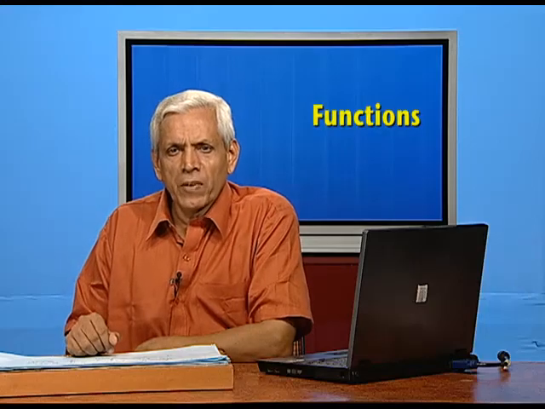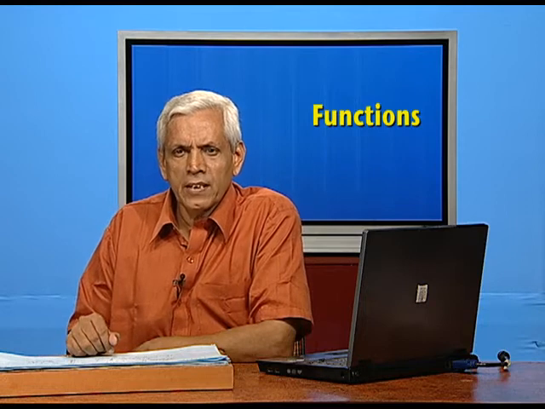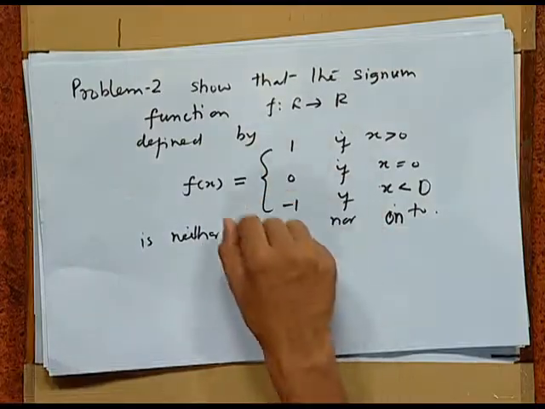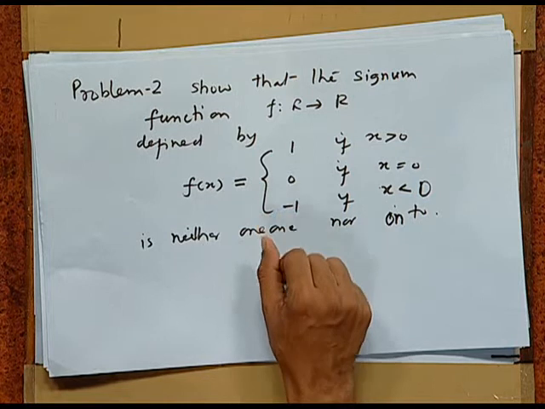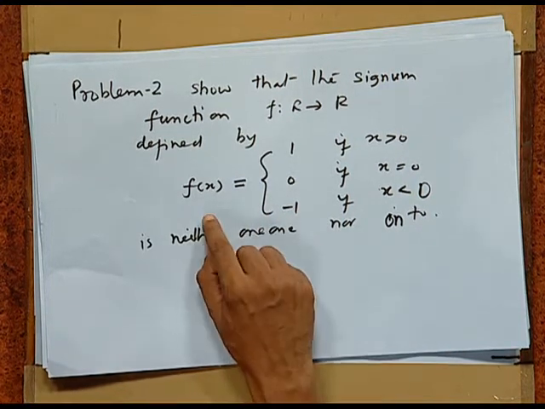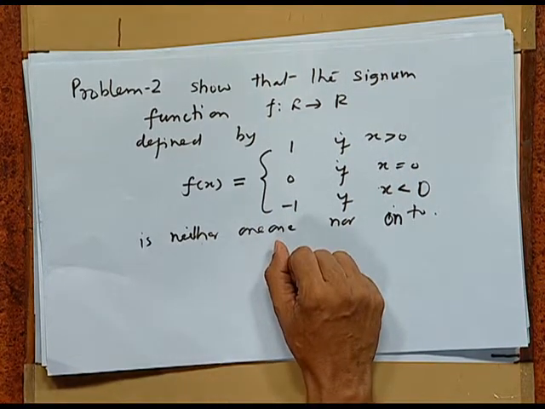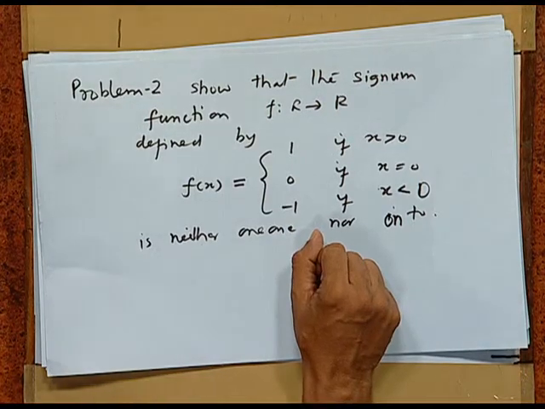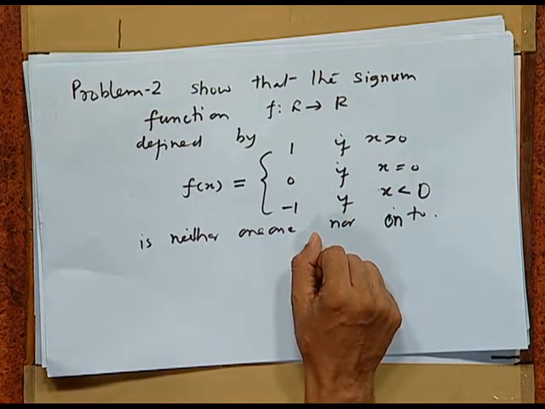We take one more problem, to show that the signum function defined from R to R by f(x) is 1 when x is positive, f(x) is 0 when x is 0 and f(x) is minus 1 when x is negative, is neither one-one nor onto. It means we have to show that the function is many-one and into. In this case, example will suffice.